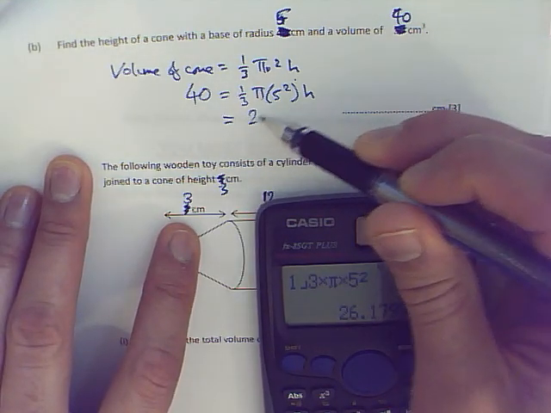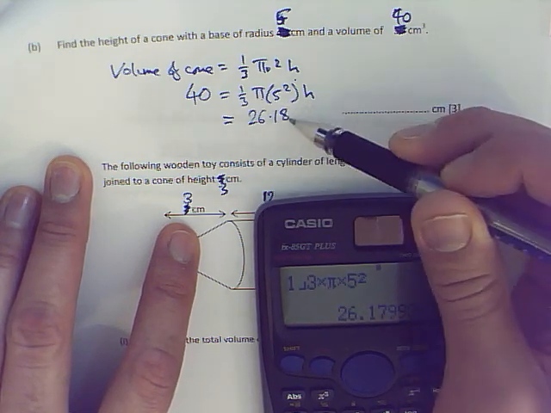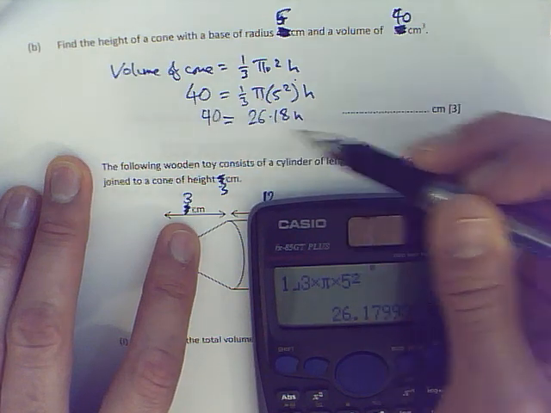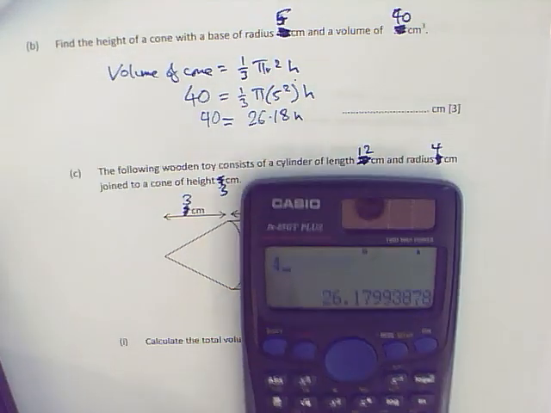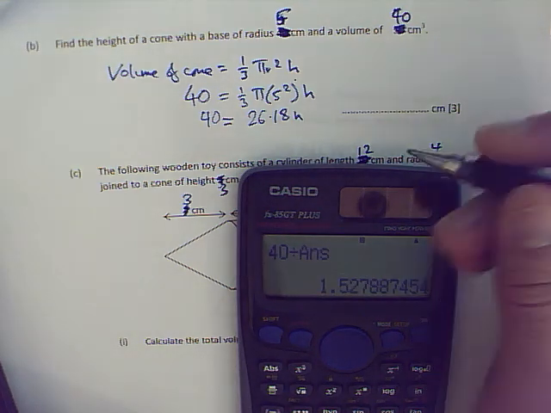It's 26.18, it's very close. So 26.18 times h equals 40. Therefore h is just 40 divided by 26.18. We get 1.53.